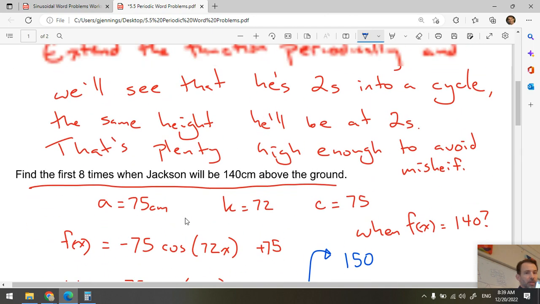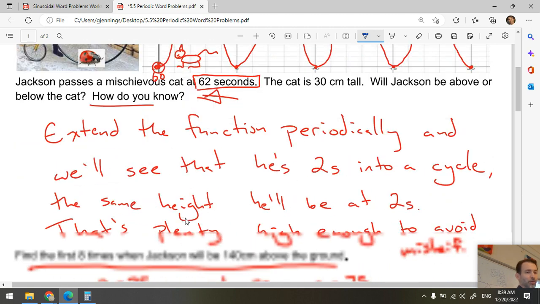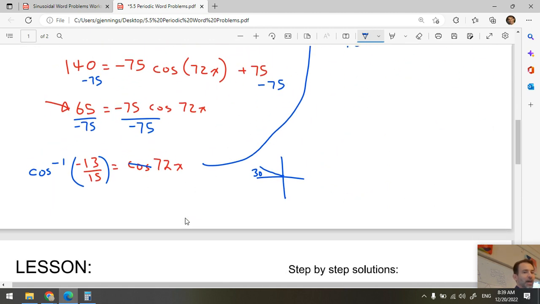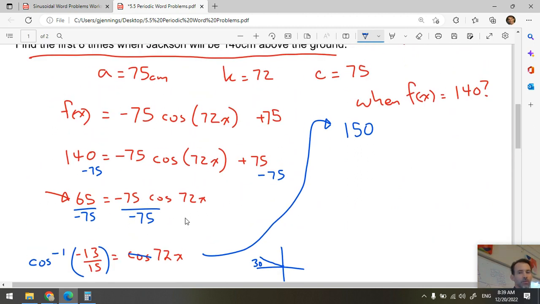If we look up here, visually we know we're looking for this value and that value. Two values per period where he's at 140 centimeters. To find the two, you need to find the two angles that have the same cosine. If I told you, find me two angles that both have a cosine of negative 13 over 15, and you found one of them is 150 degrees, what's the other one?